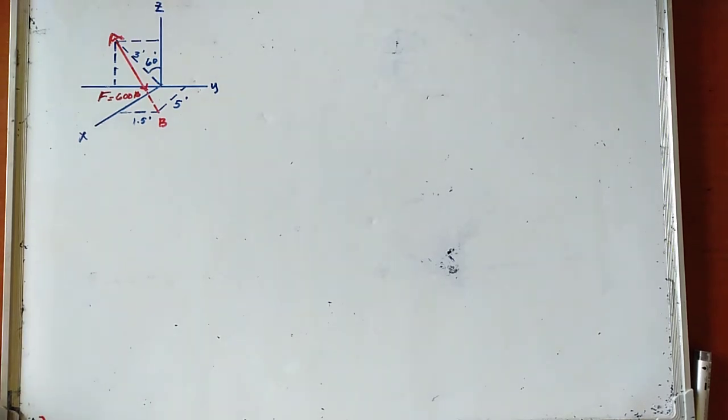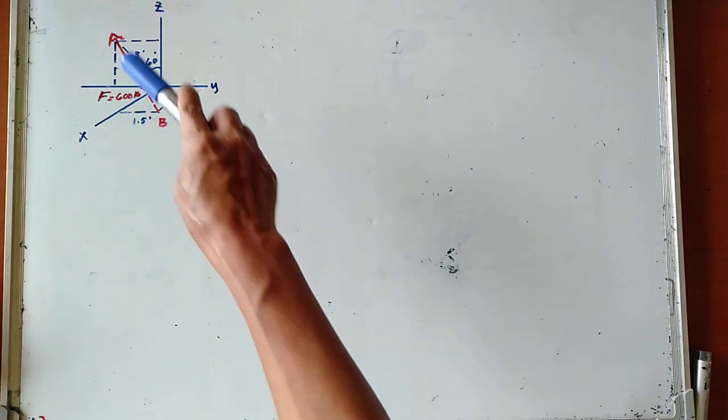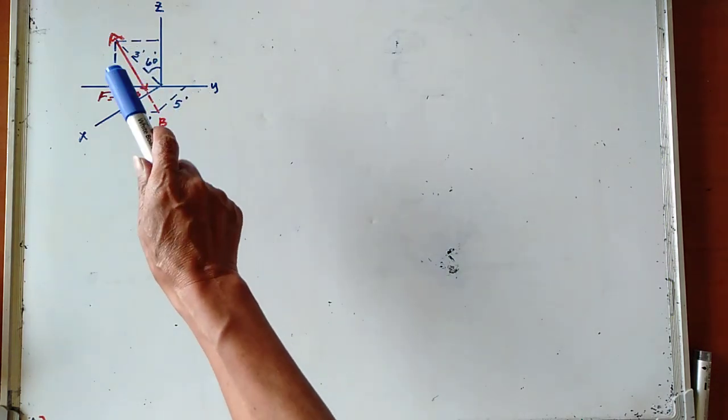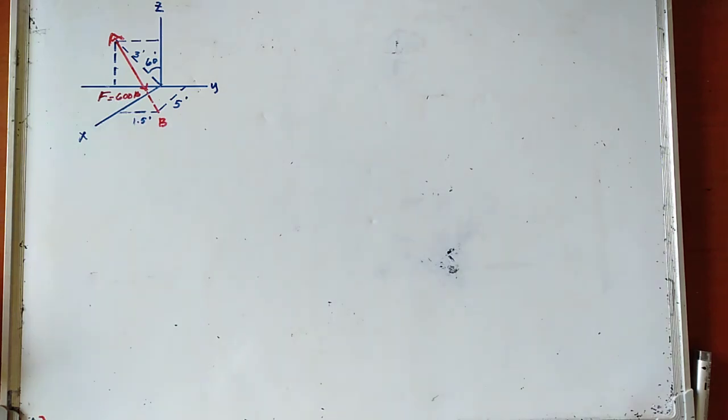Okay, let us now proceed to the sample problems. Sample problem number 1. Find the components of the given force. So we have the given force in here, whose magnitude is 600 pounds, and the direction angles with respect to the positive reference axis.